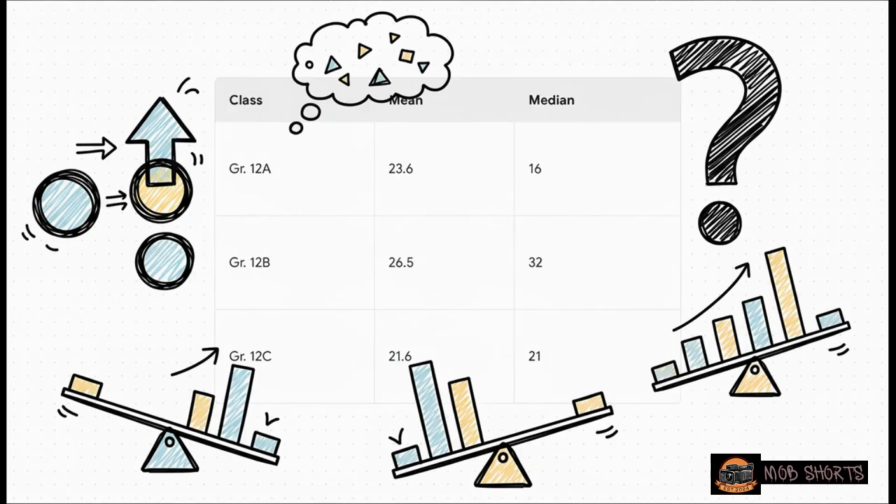And boom, here's where we find our first major clue. Take a look. For Class C, the mean and median are practically the same. That's interesting, but look at Class A. The mean is way higher than the median. And Class B is the total opposite. The mean is way lower than the median. Whoa! This is telling us something really important is happening here, something that a simple average just can't show us.